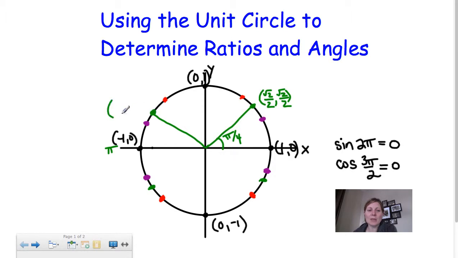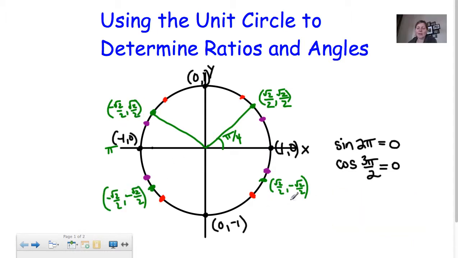It's the same values, but now we just have to consider when we're in quadrant number 2 that the x values are negative. So now it's negative root 2 on 2, but my y values are still positive, root 2 on 2. Okay, so for example, over here, I could say, could you tell me what the sine of 5 pi on 4 is?